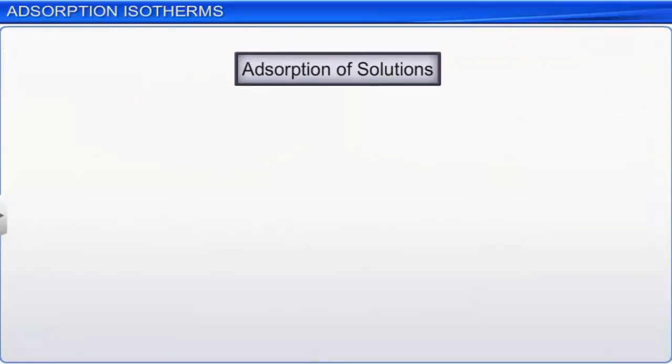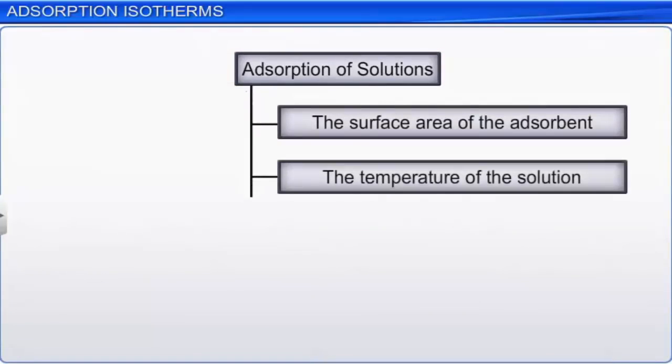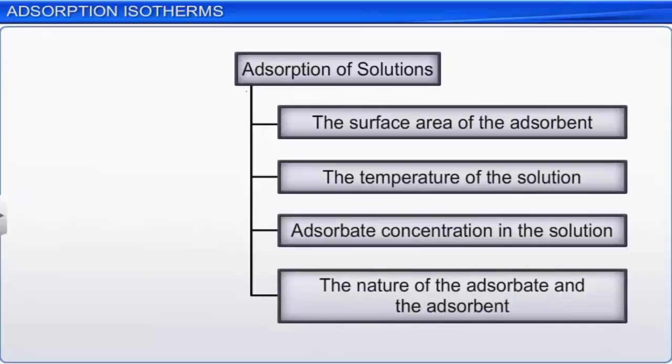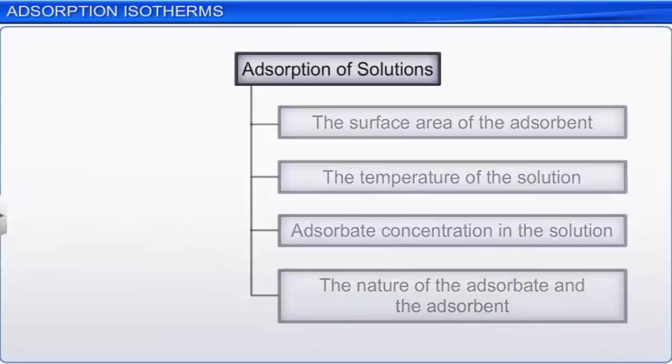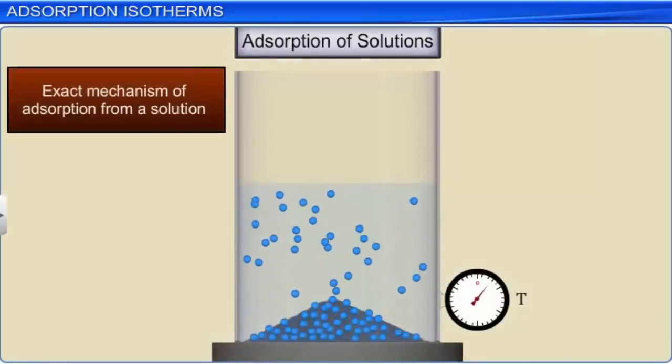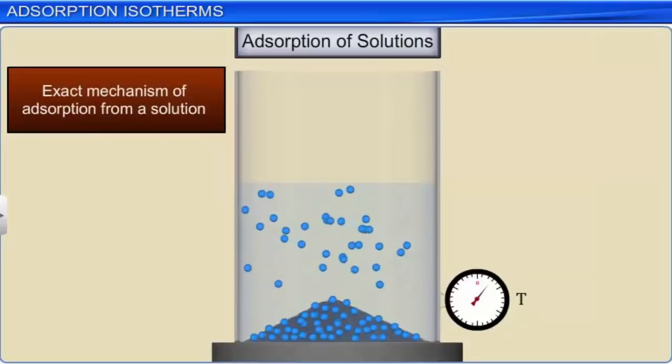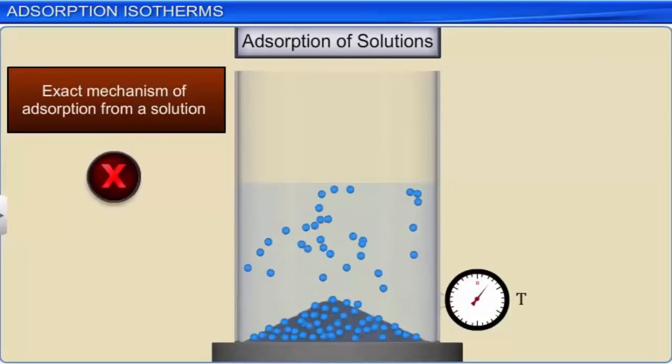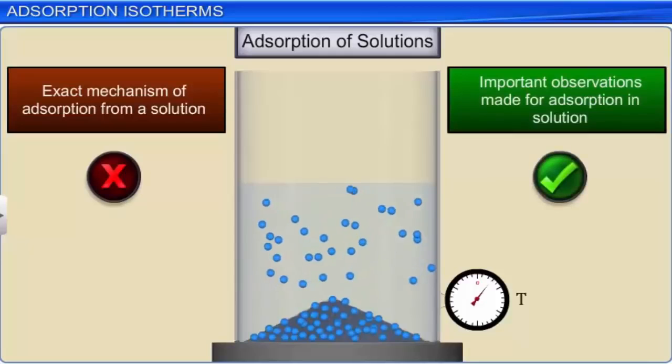The amount of acetic acid adsorbed per gram of charcoal depends upon the surface area of the adsorbent, the temperature of the solution, adsorbate concentration in the solution, the nature of the adsorbate and the adsorbent. Though the exact mechanism of adsorption from a solution is not known, some important observations have been made for adsorption in solution.